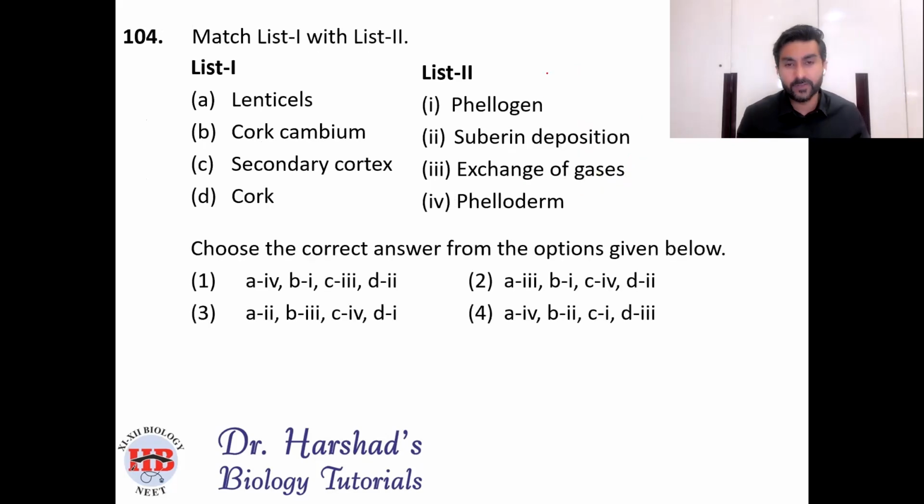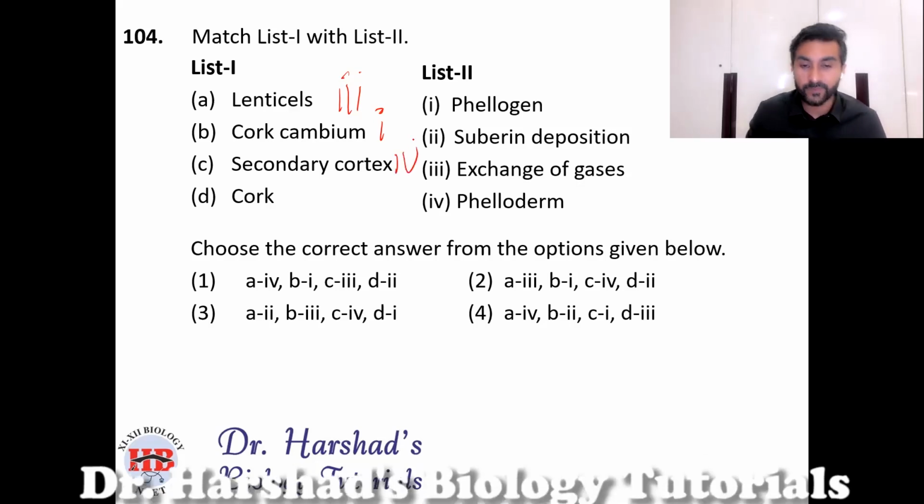The next question is again a match the column, which we had a large number of. If you remember, lenticels are present on the surface for exchange of gases. So that's A3. You have cork cambium, which is the outermost layer. Again, cork cambium is called the phellogen because it generates something called phellem, if you remember. Then you have secondary cortex. Now, secondary cortex is called phelloderm, so that is C4.